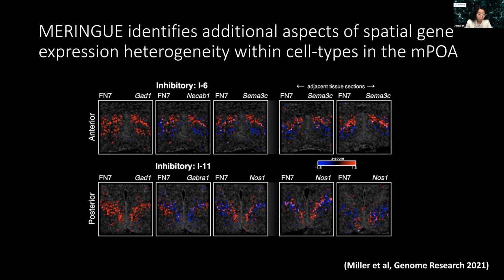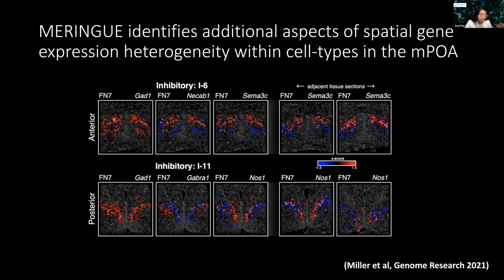So applying meringue to systematically evaluate over 70 cell types in over 12 tissue sections for over a dozen animals, we were indeed able to identify some neuronal subtypes for which we could identify aspects of spatial gene expression heterogeneity. So for example, here each point is a cell, but the inhibitory I6 cells have been highlighted, and the expression of GAD1, for example, is being shown.